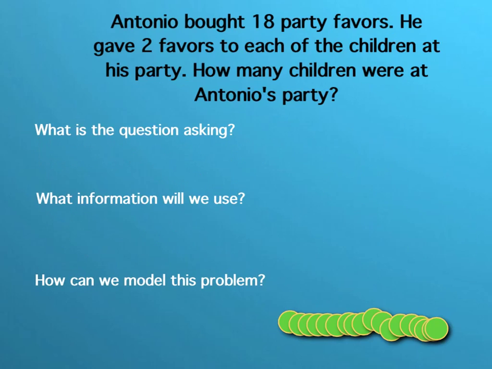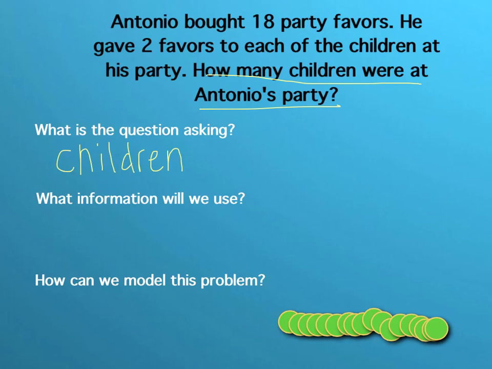Okay, let's look at another problem. Antonio bought 18 party favors. He gave 2 favors to each of the children at his party. How many children were at Antonio's party? So again, we need to find what the question is asking us to find. We underline the question and rewrite it on our paper. How many children were at Antonio's party? Do any of our numbers give us that? No, because that's what it's asking. So we're looking for the number of children, and we always write down what the question is asking. You rewrite the whole question.